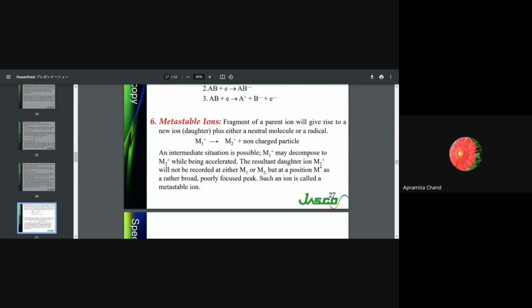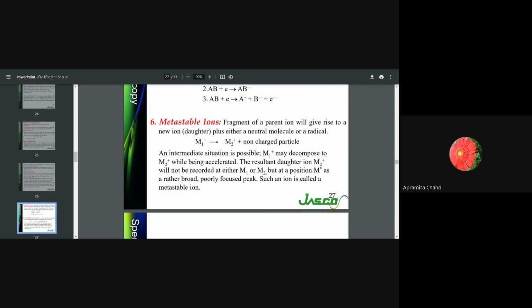Now what happens about metastability? If you have a parent ion and you have a fragment, they can give rise to a new ion, that is a daughter, plus a neutral molecule or a radical. So M1 plus will be giving rise to a new ion, that is M2 plus. But this kind of situation can also happen when it is being accelerated. They can fragment when it is being accelerated itself. It can decompose to M2 plus.